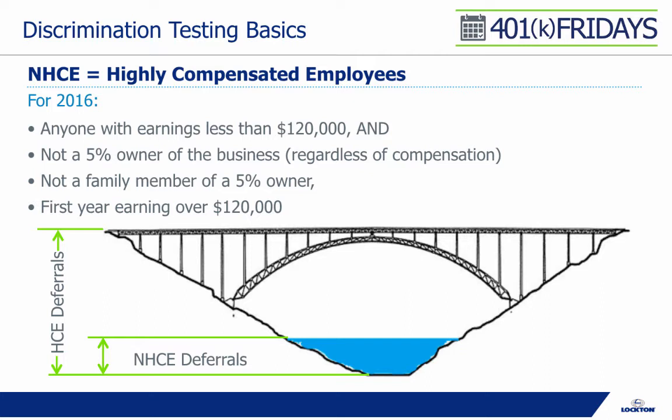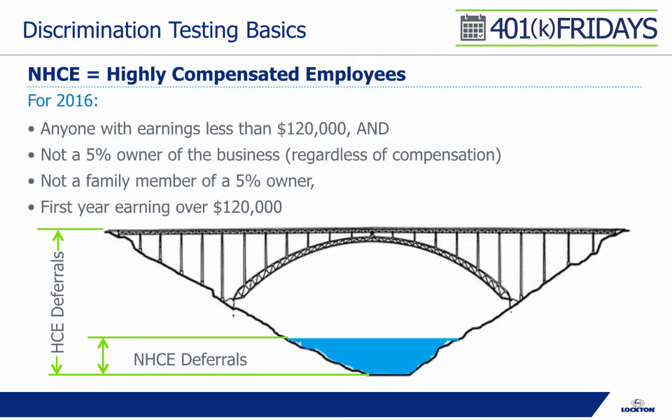So let's talk about non-highly compensated employees for just a second. For 2016, that's going to be anyone with earnings less than $120,000. They're not a 5% owner of the business, not a family member of a 5% owner of the business, or this could be their first year earning over $120,000. Remember, you have to have earned $120,000 in the year prior to be considered a highly compensated employee. So if this is someone's first time earning $120,000, they're not going to be considered a highly compensated employee for that year's test. So coming back to our bridge and water for a second, the highly compensated employee deferrals are the bridge.